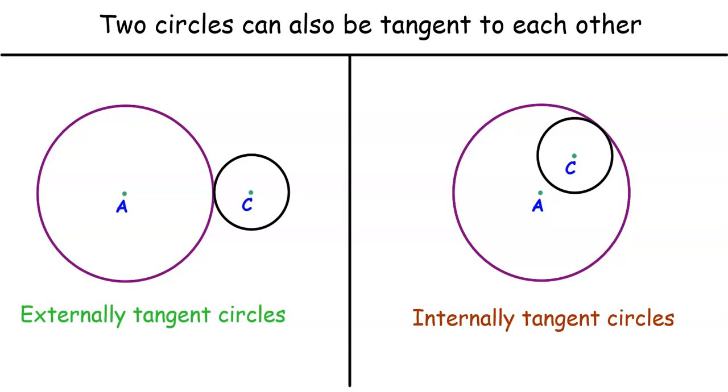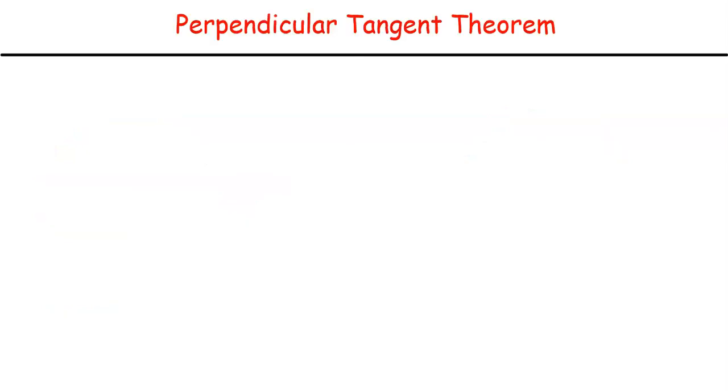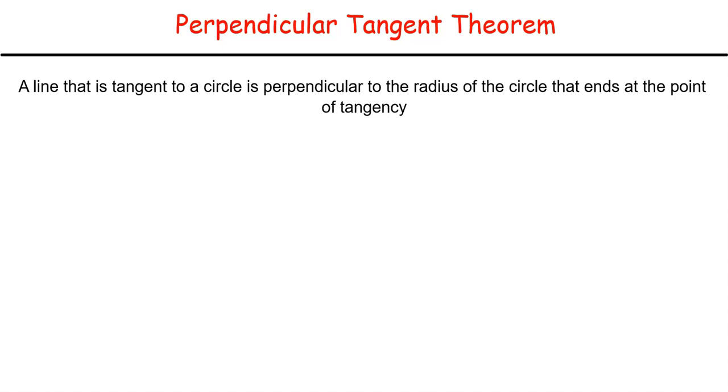So now that we've seen that, there are two important theorems to go through as it relates to tangents. The first is called the perpendicular tangent theorem. And the perpendicular tangent theorem says that a line that is tangent to a circle is perpendicular to the radius of the circle that ends at the point of tangency.